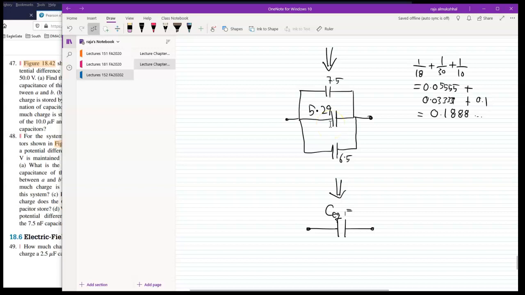So I just go 7.5 plus 5.29 plus 6.5. Okay, so I'm going to do that. So I have here 7.5 plus 5.29 plus 6.5. Answer, 19.29. So this one is equal to 19.29 nanofarad. There we go, I got the equivalent capacitance. And of course, the V sub AB is the same thing, which is equal to 25 volt according to the problem.